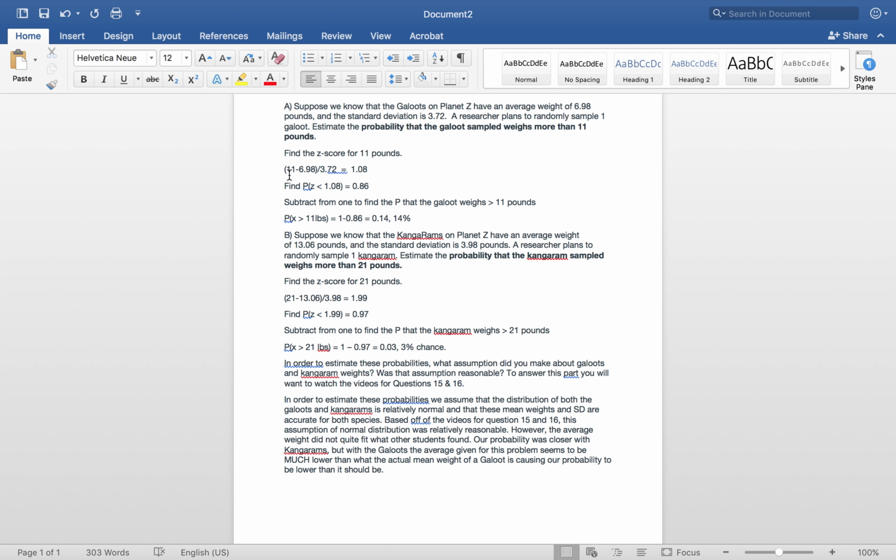And to do that, we'll take the 11 pounds minus the mean weight, which is 6.98, and divide that by the standard deviation of 3.72. That gives us a Z-score of 1.08. Now, because we want to find out how many galoots sampled would weigh more than 11 pounds, we want to find the area underneath this Z-score. So we want to find the probability that Z is less than 1.08.